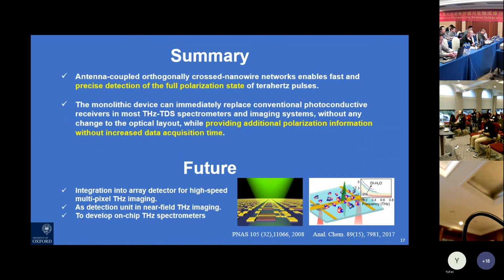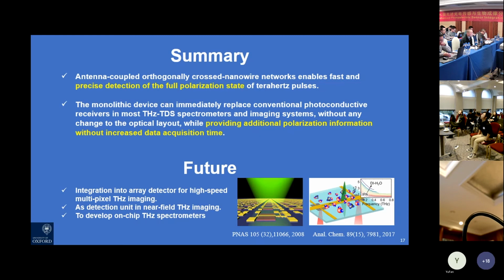Here's a summary. I showed you a cross nanowire detector which can quickly measure the full polarization state of a terahertz pulse in a terahertz TDS system, and this detector can straightforwardly replace the existing photoconductive receivers in the commercial terahertz TDS system, without changing the optical layout, while providing additional polarization information without increasing the data acquisition time.